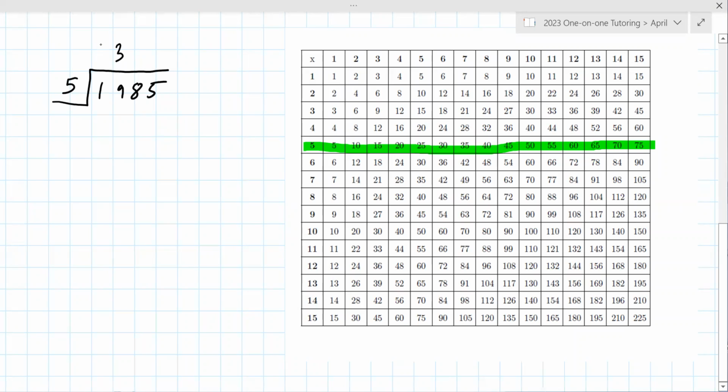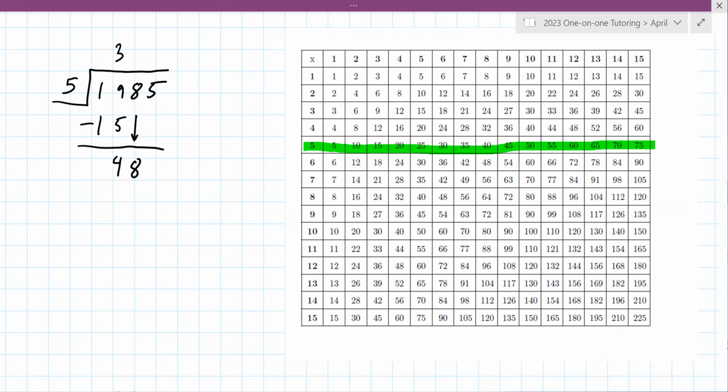Okay, what is 3 times 5? 3 times 5 is 15. Okay. Bring down the 8. How many times does 5 go into 48? It's between 45 and 50, so 9 times? Yes.